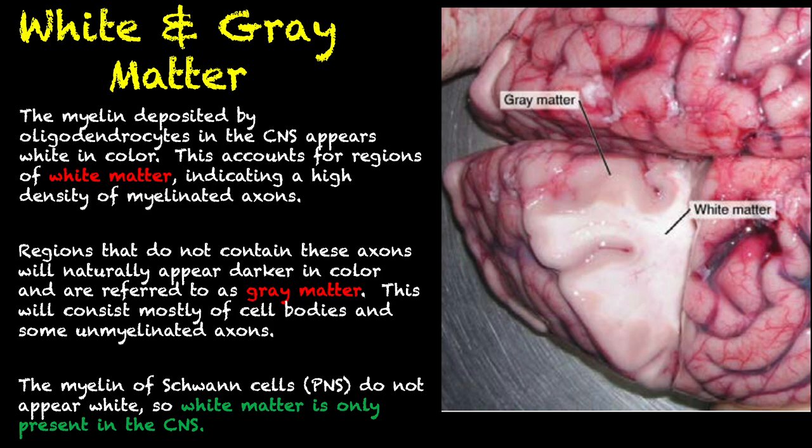anywhere but the central nervous system, and that is because the Schwann cells that lay down myelin in the peripheral nervous system do not appear white, so white matter is something that is absolutely exclusive to the brain and to the spinal cord.